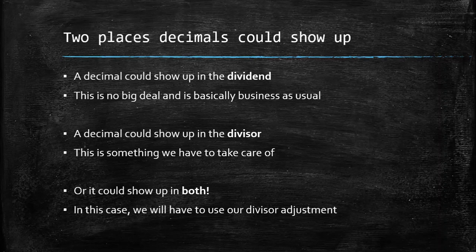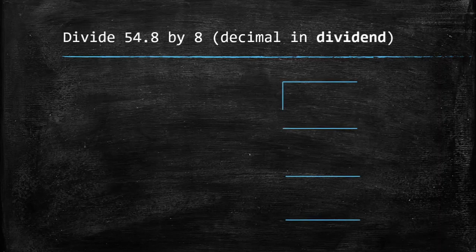So the important one is you need to check your divisor, the number that you are being divided by, to see if you need to make an adjustment. So let's see the first type first.